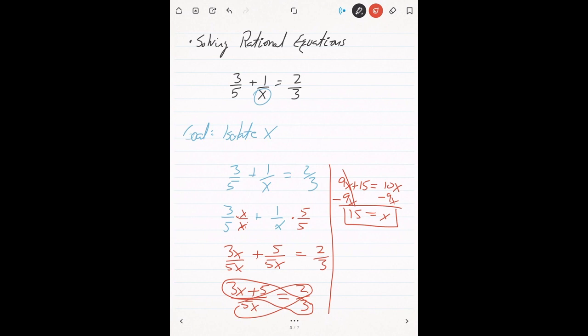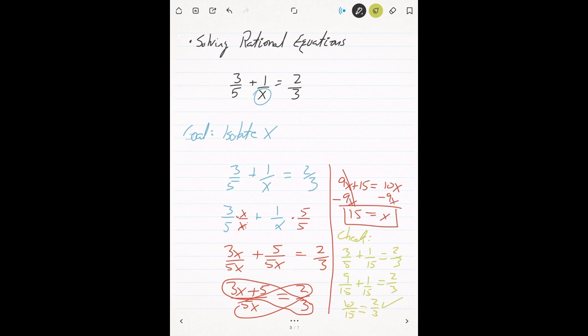There's our answer. X is going to be 15. And we can check our work. Let me change up colors here, and let's try to check what we got as our answer. We had 3/5 plus 1/15. That should be 2/3. Well, if I have to make a common denominator, I should multiply this fraction by 3 over 3 to get 9 over 15 plus 1 over 15. And when I combine those, I get 10 over 15. Well, 10 over 15 simplifies to, if I divide 5 from the top and bottom, I get 2/3.